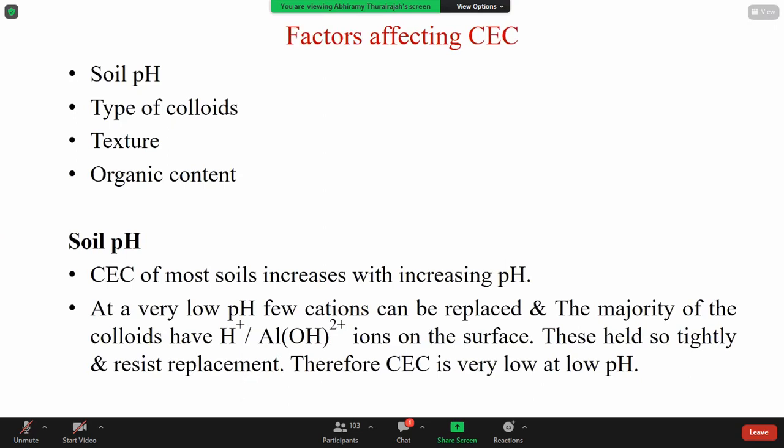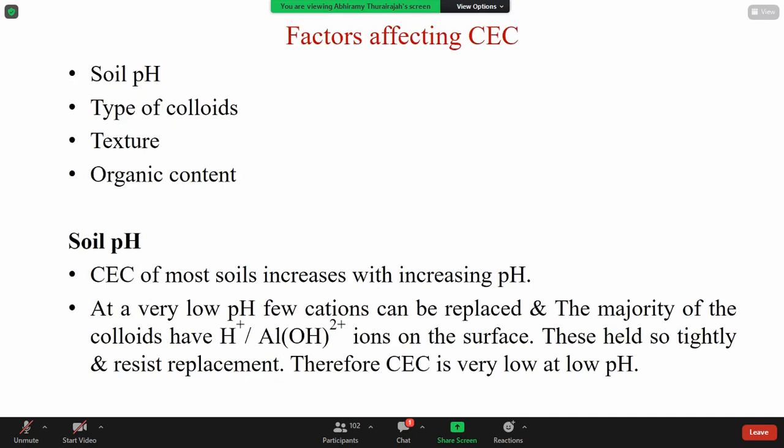So the unit of cation exchange capacity is centimole positive per kilogram, or milliequivalent per 100 grams of soil. So cation exchange capacity depends on the soil pH, type of colloids, texture, and the organic matter. Now we'll see how the soil pH affects the cation exchange capacity. The cation exchange capacity of most soils increases with increasing pH.